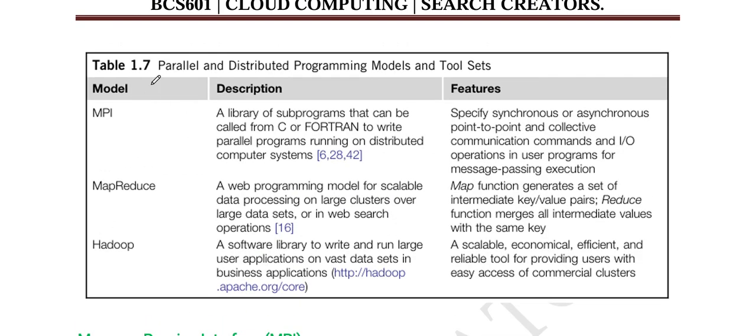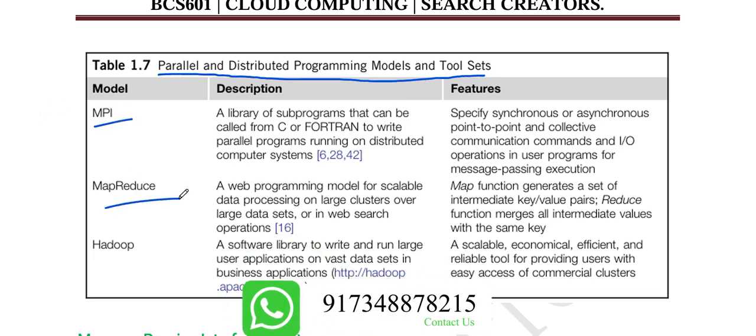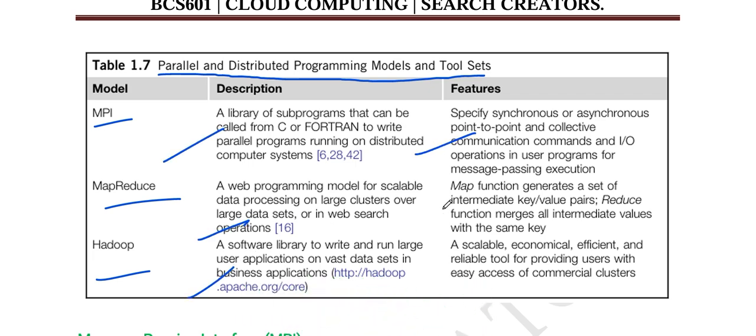Next, in this table, parallel and distributed programming models and tool sets. We can observe models like MPI, MapReduce, Hadoop, descriptions about them and different features present in them. You can go through this table.